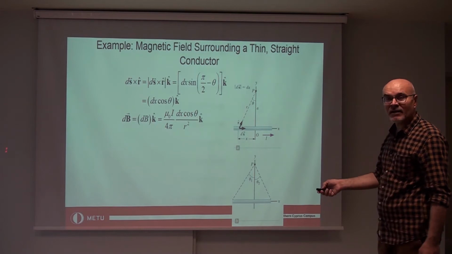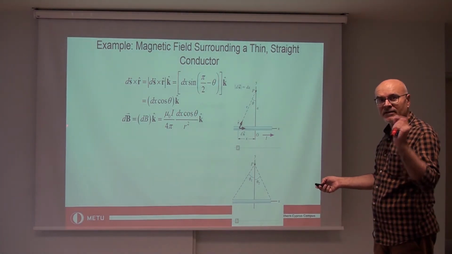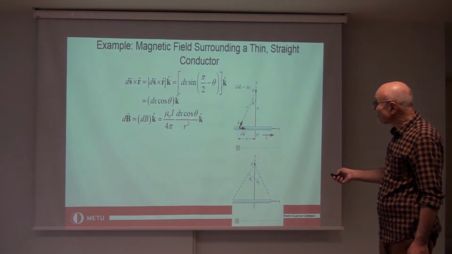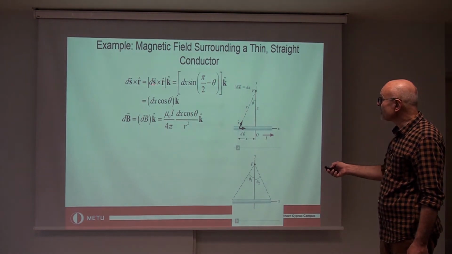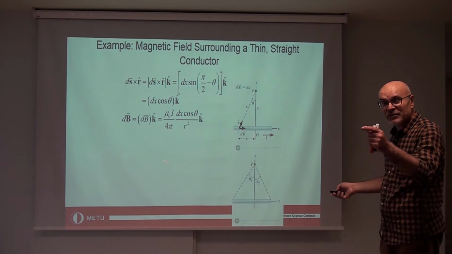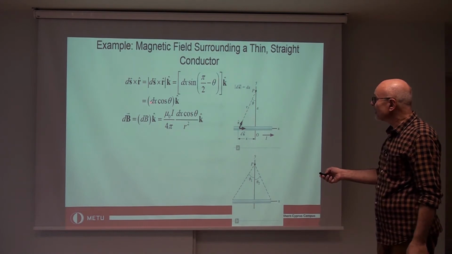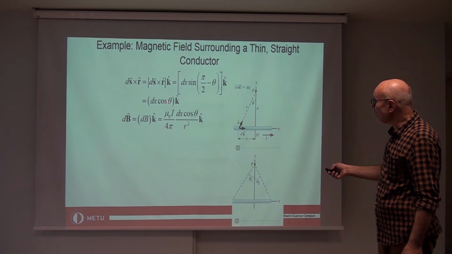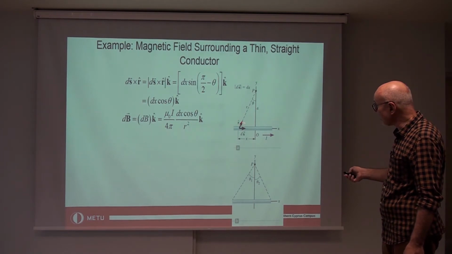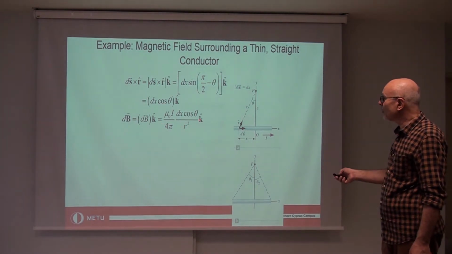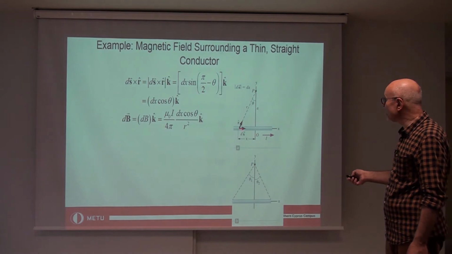So I write the Biot-Savart law: dB for this ds becomes mu 0 I over 4 pi times dx cosine theta over r squared, along k hat. I replace ds with dx because the magnitude of ds is just dx, as this is an infinitesimal element along the x-axis. The cosine theta comes from the sine of this angle, which is pi over 2 minus theta, and the r squared comes from the Biot-Savart law. So this is dB for this ds.